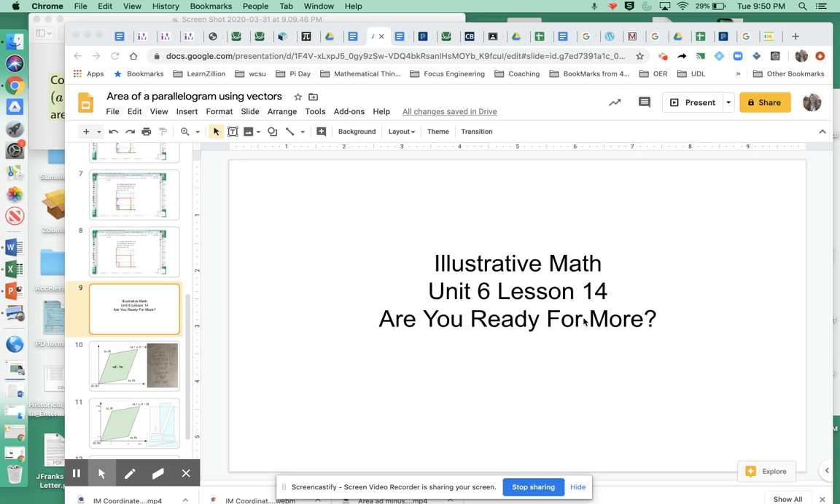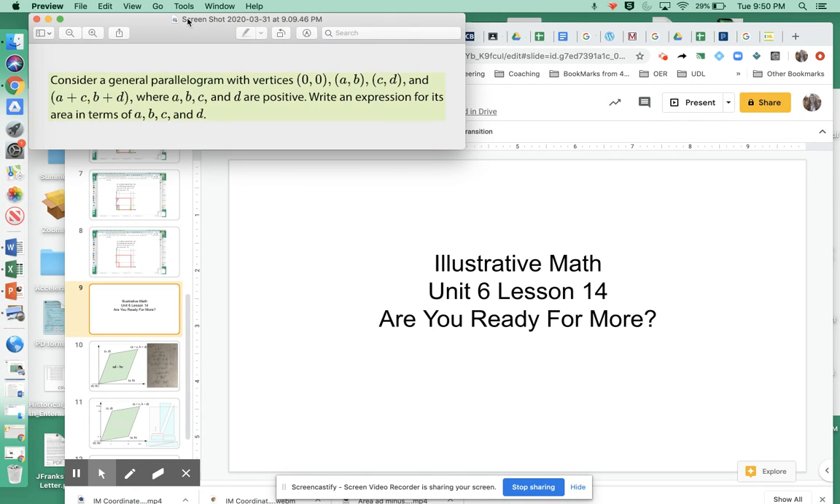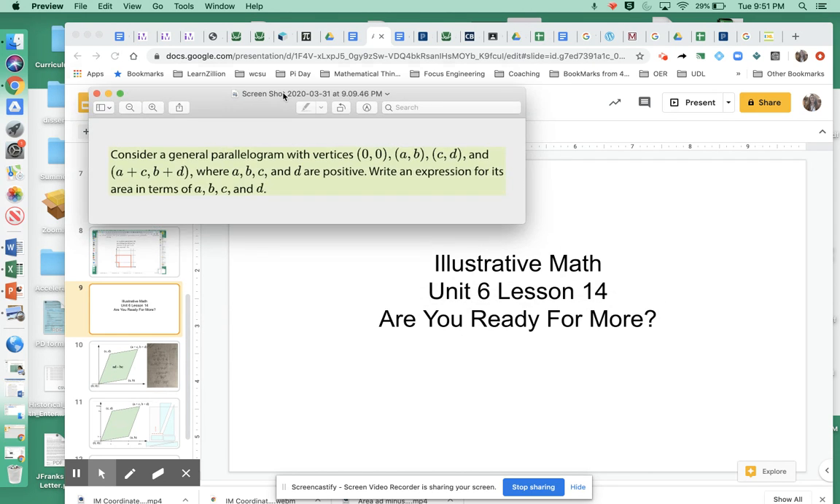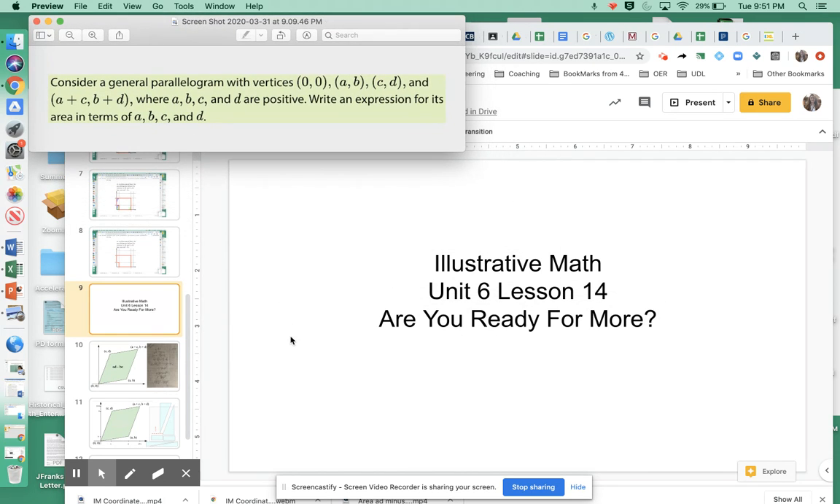Let's look at Unit 6, Lesson 14, Are You Ready for More from Illustrative Math. It asks the question: consider a general parallelogram with vertices (0, 0), (a, b), (c, d), and (a + c, b + d), where a, b, c, and d are positive. Write an expression for its area in terms of a, b, c, and d.